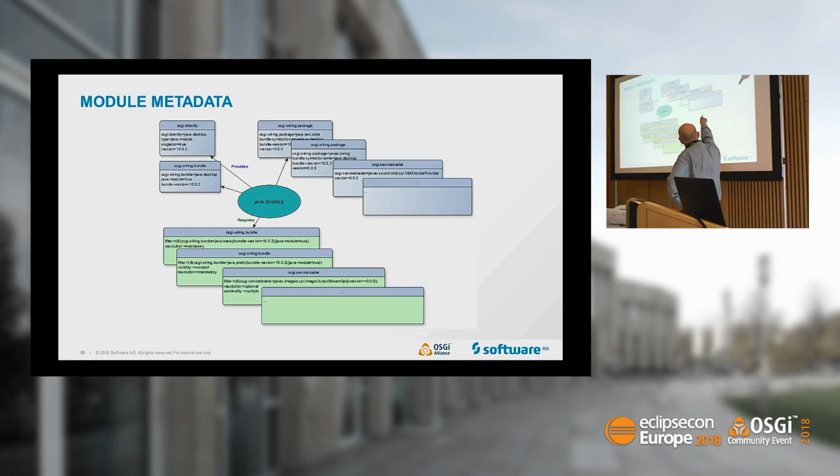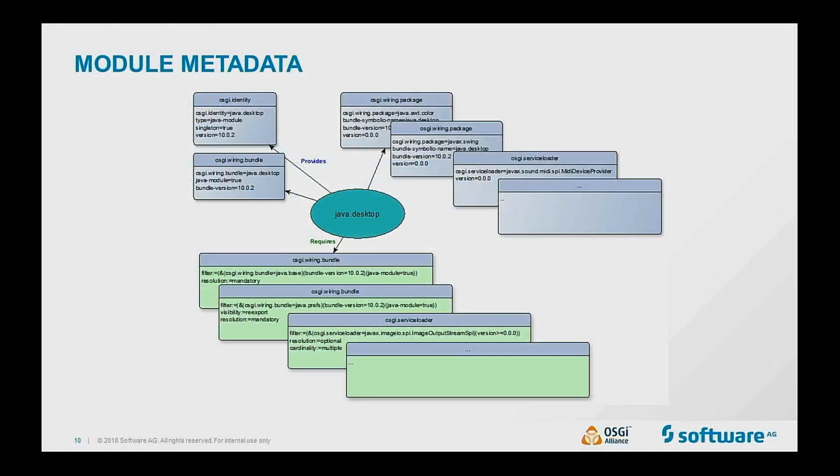Then we might have provided services. Here you see an example of a media device provider service provided through this service loader namespace. And then you have requirements for a module, and these are mainly requirements to other modules, because that's more or less what Java provides you with.